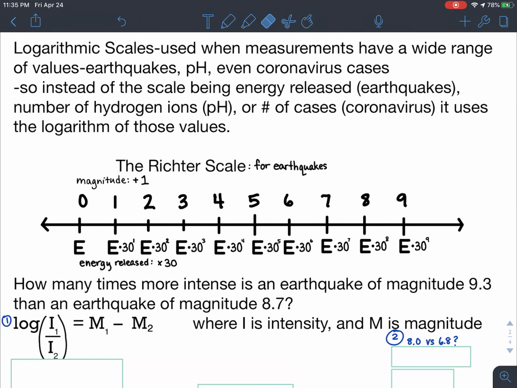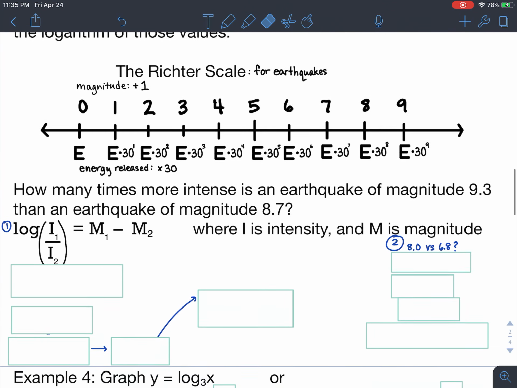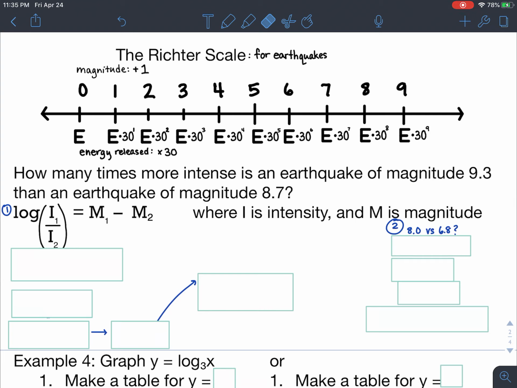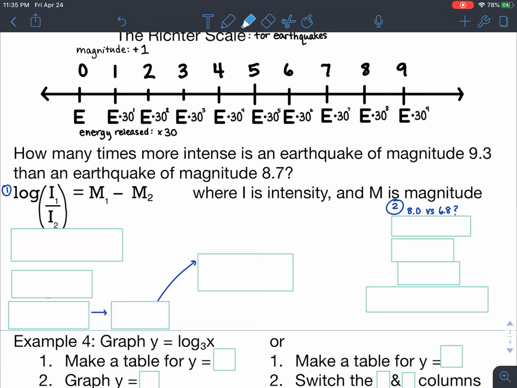So instead of the scale being energy released for earthquakes, or number of hydrogen ions for pH, or number of cases of the coronavirus, it uses the logarithm of those values. Okay, so here's an example of the Richter scale for earthquakes. On the top here, we have the magnitude. Those are the numbers that we're really familiar with, like a 6.8 magnitude earthquake. But these magnitudes really stand for an amount of energy times 30 to a power.